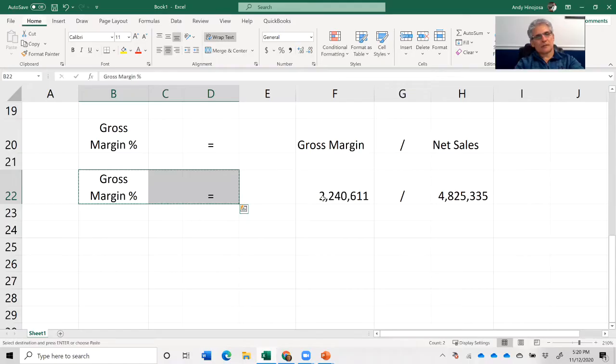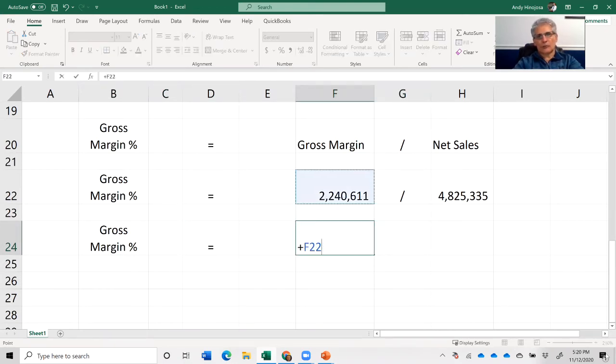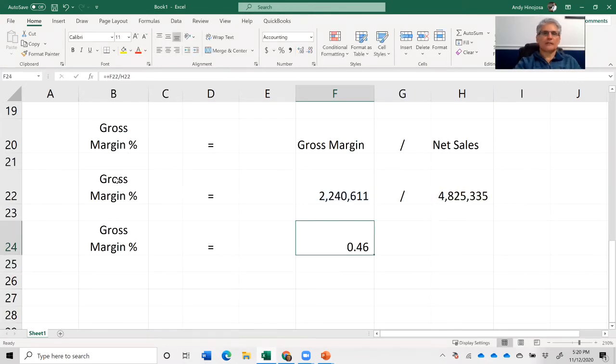4,825,335,000. So now we have the numbers we need in order to do the computation. 2,240,611 divided by 4,825,335. This is usually listed as a percentage, maybe to the nearest 1/10 of a percent. So the gross margin percentage in this case is 46.4%.